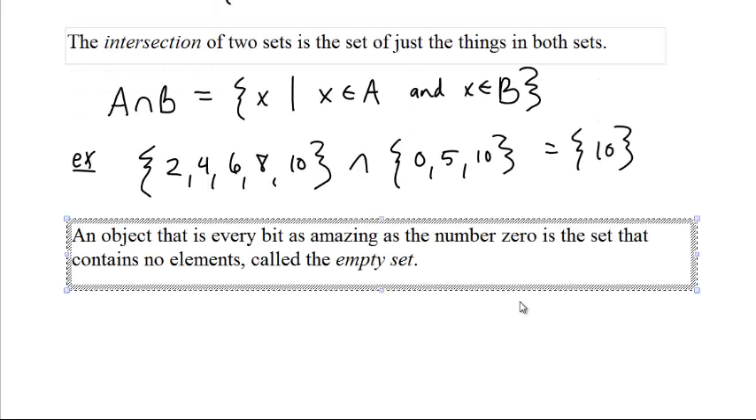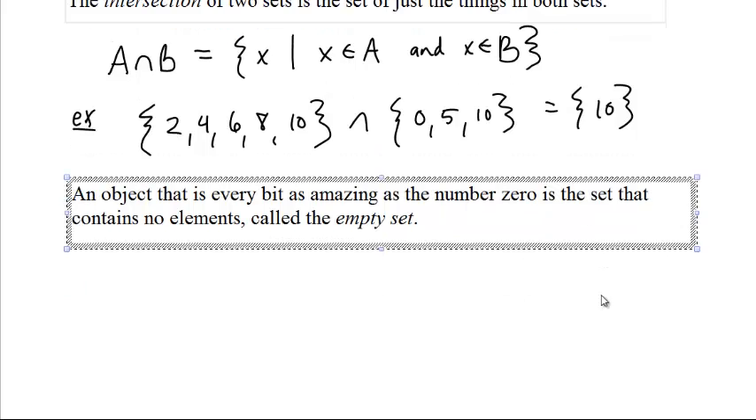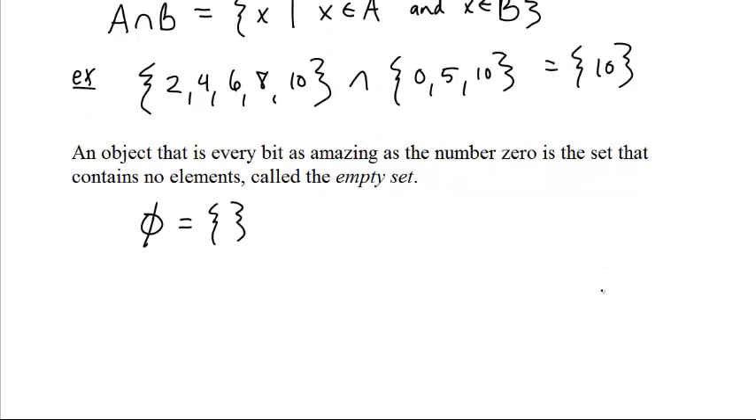An object that is every bit as amazing as the number 0 is the set that contains no elements, called the empty set. One way to write it, not the best way, is to write it like this. The empty set is the set with nothing in it. Not even the number 0. It has nothing in it.